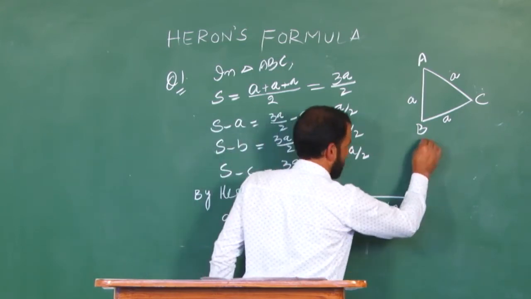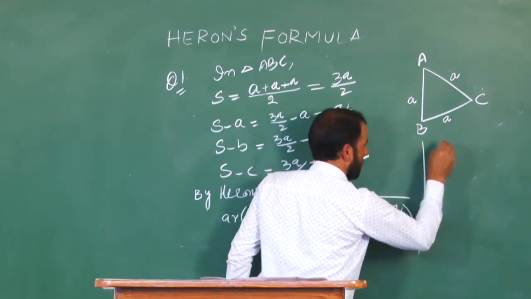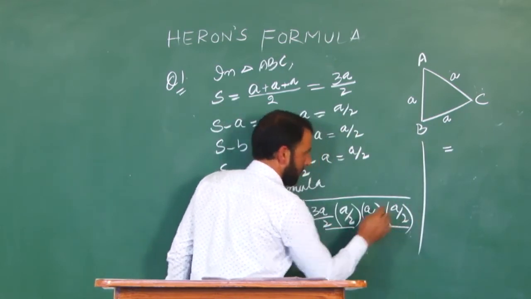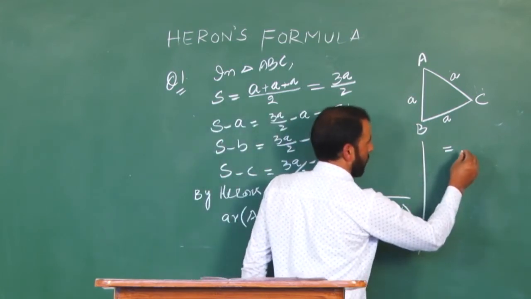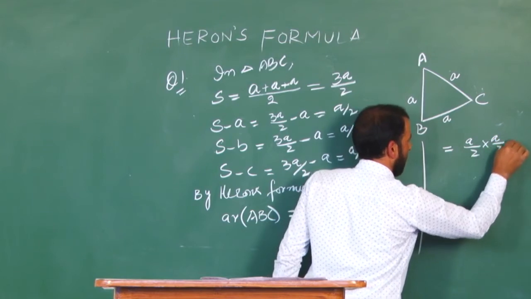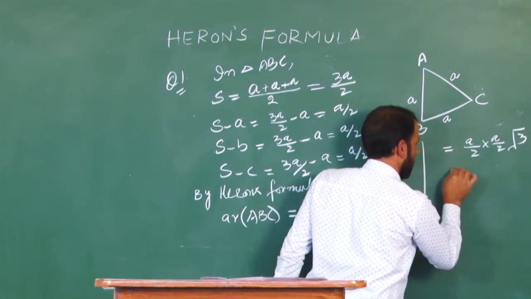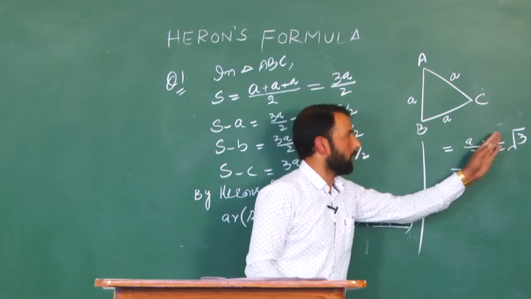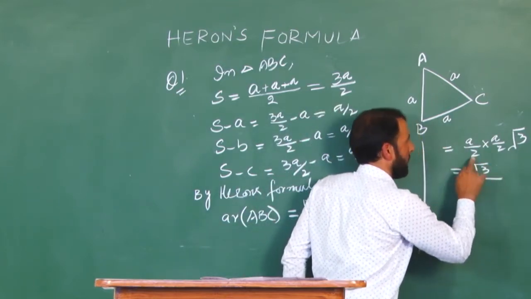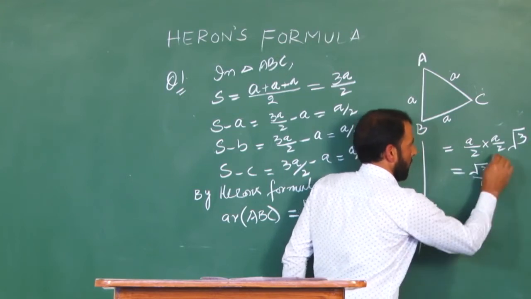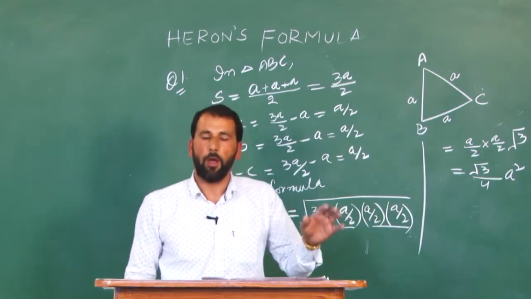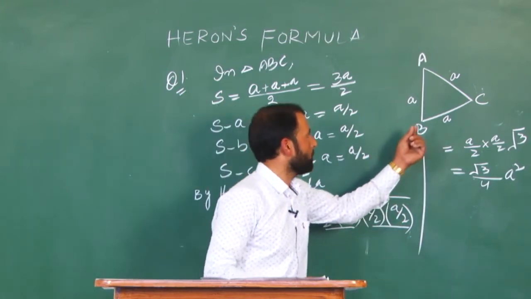Therefore, the area of an equilateral triangle can be written as this: a divided by 2, one pair. This a divided by 2, another pair. So taking out from the square root, we get a divided by 2 into a divided by 2, but square root 3. When you multiply, you get a into a is a squared. So we can write it as square root 3 divided by 2 into 2 is 4, a squared is the area of an equilateral triangle when all sides are equal to a.